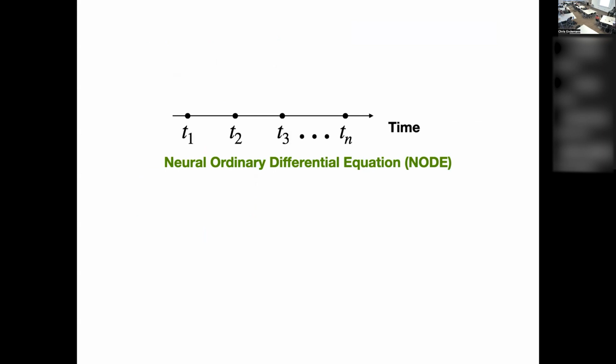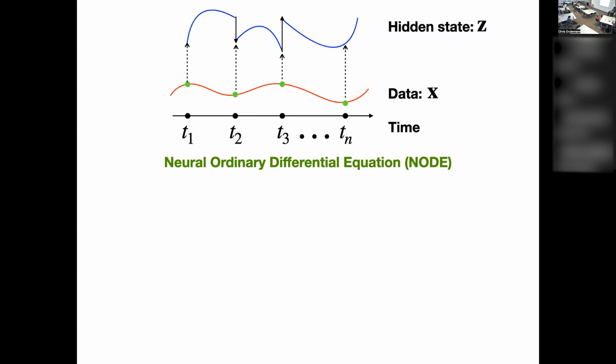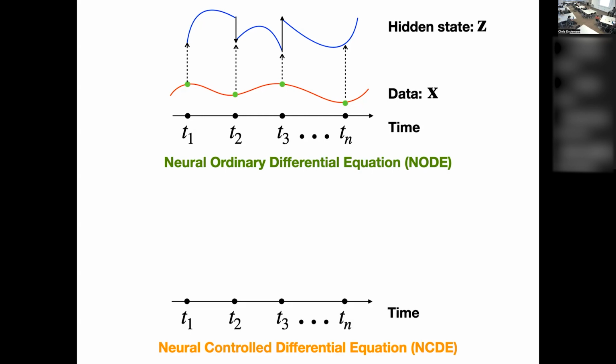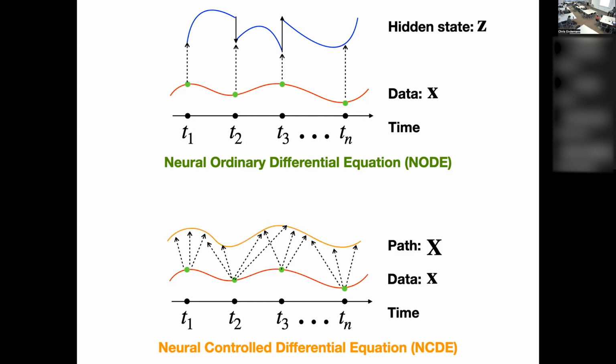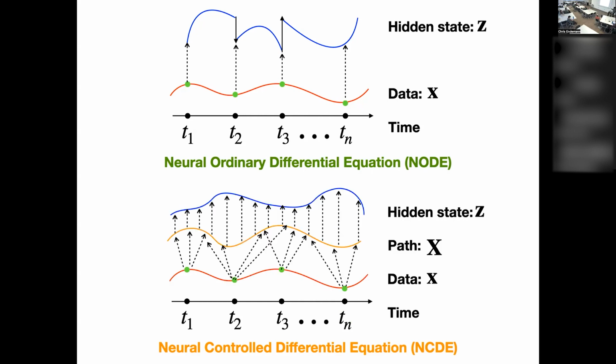Insights from differential equations have been brought together along with the powerful representation capabilities of neural networks. For example, in neural ordinary differential equations, data is observed at a sequence of time points. And on top of that, we want to model some hidden state. The move from ordinary to controlled differential equations is that now the hidden states can be dependent on a continuous path X, which indeed depends on the data that was observed at these different time points.